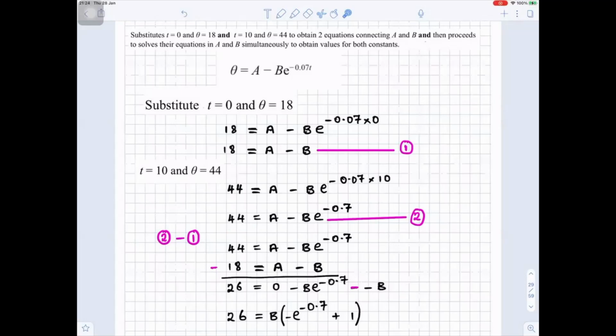To solve these two equations, equation 2 minus 1. 44 minus 18 is 26. A minus a is 0. And minus b e to the minus 0.7, minus minus b, you would get the minus and minus will become a plus. And b is common, you take it out of the bracket. So you have minus e to the minus 0.7 plus 1 equals 26.